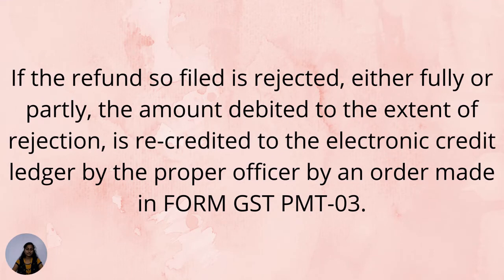If the refund so filed is rejected either fully or partly, the amount debited to the extent of rejection is recredited to the electronic credit ledger by a proper officer by an order made in form GST PMT 03. If the refund which was credited is rejected by the authority, the amount which is available in the electronic credit ledger will be recredited by the officer by using the form GST PMT 03.